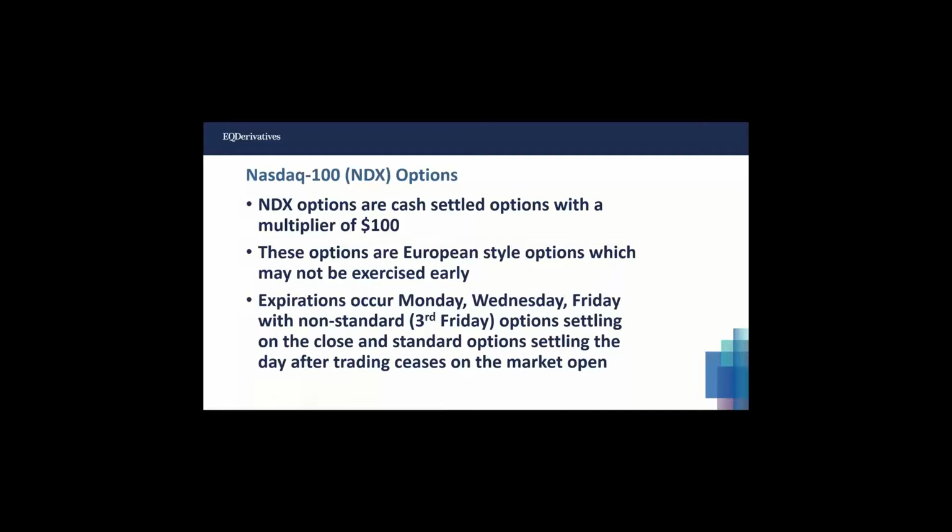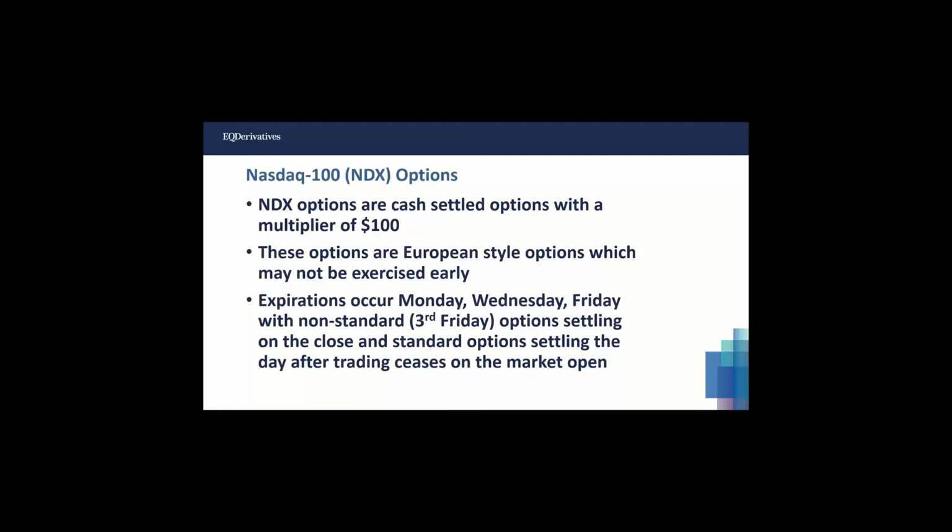So the index options are like the other broad-based index options, like the Russell 2000 and the S&P 500 options. They're based on a multiplier of $100, which with the Nasdaq at very high levels puts the underlying notional value for one NDX option at a pretty high level. The options are European style, which may not be exercised early, something that institutions like an awful lot.